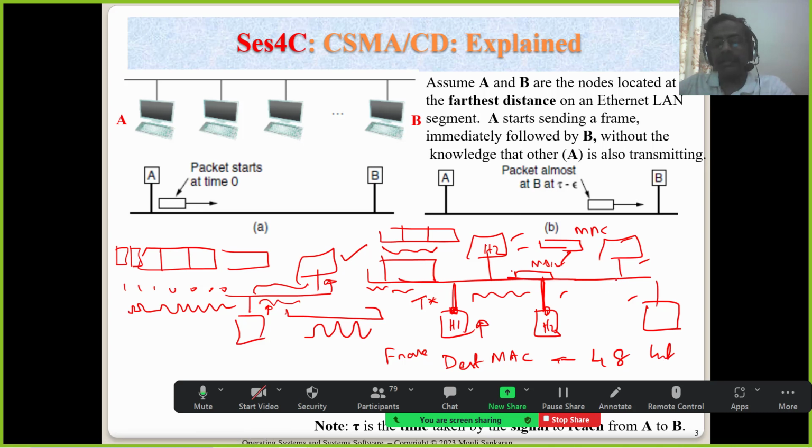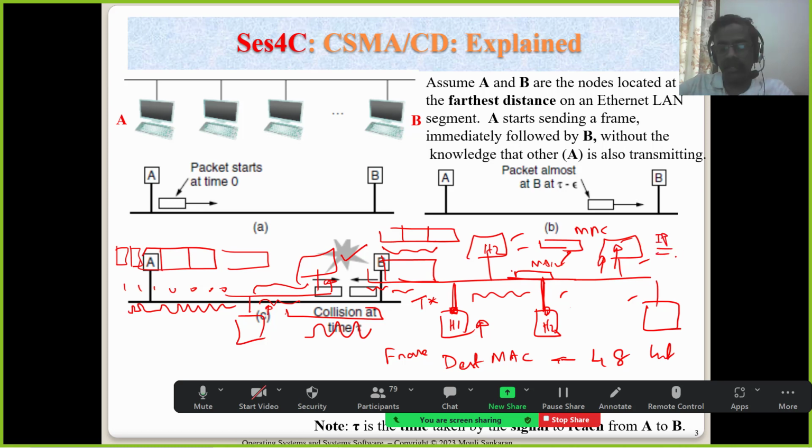So all the host devices will read the MAC addresses, and if the frame is meant for it, then it will take the data in. When I say take the data in, it means it will pass it up the protocol stack. The Ethernet layer will check whether the frame is received properly, whether the CRC checksum is okay or not. If the frame is properly received, it will send it to the IP layer, and the IP layer will process the IP packet and so on. So it will go up.